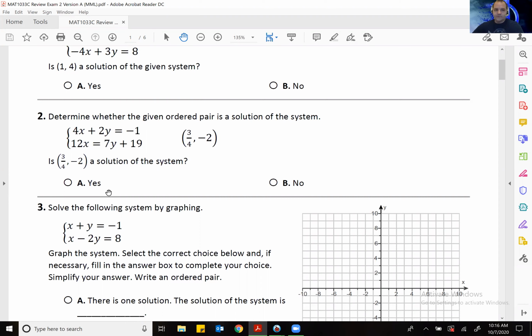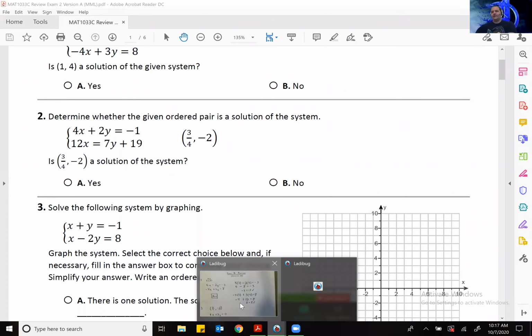Okay? So again, I'm just writing down my equations real quick. So we've got the system 4x plus 2y equal to -1, and 12x equals 7y plus 19, and our point is (3/4, -2).